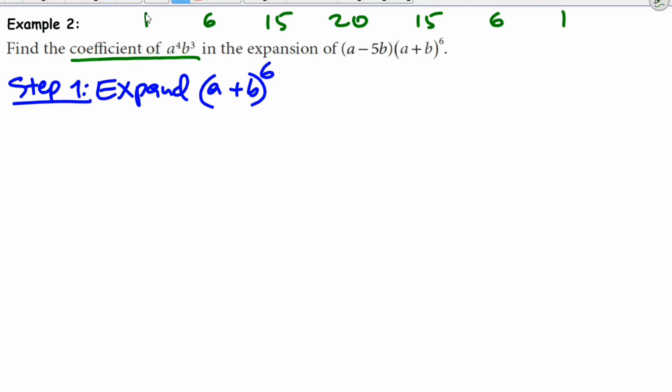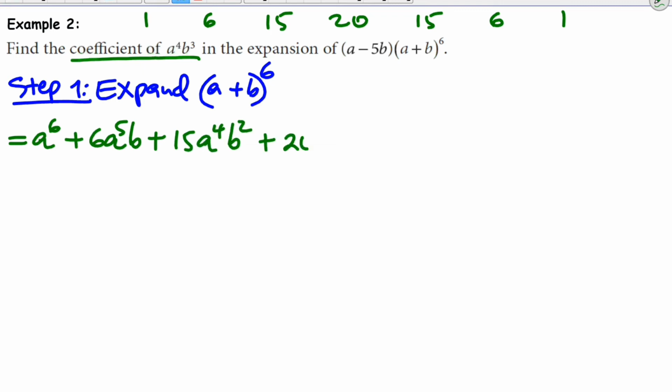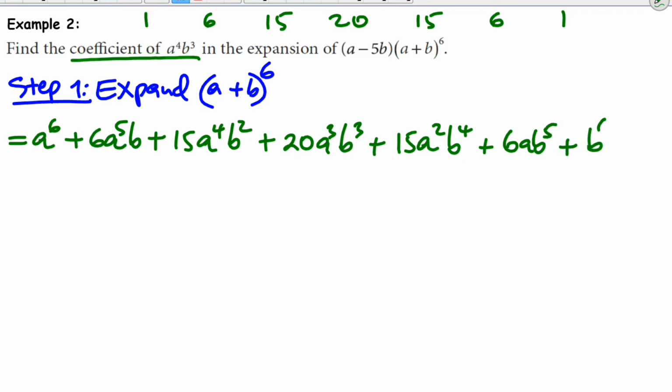So what we'll have is a to the power 6, because the coefficient will just be 1, plus 6a to power 5b plus 15a to power 4b squared plus 20a cubed b cubed plus 15a squared b to power 4 plus 6a b to power 5 plus b to power 6.